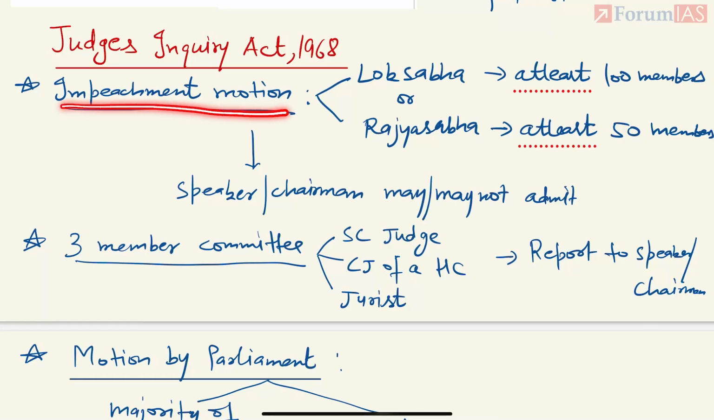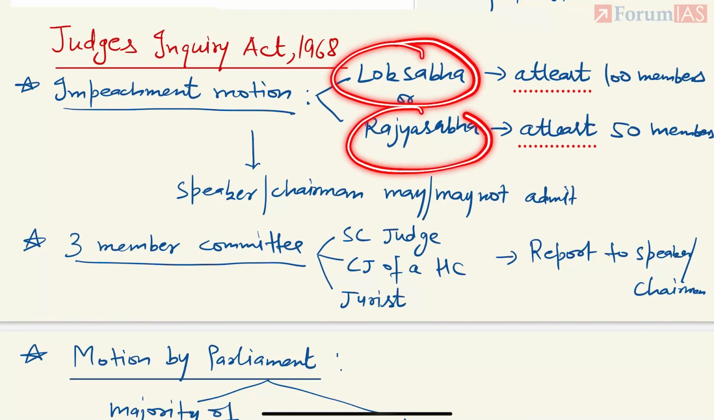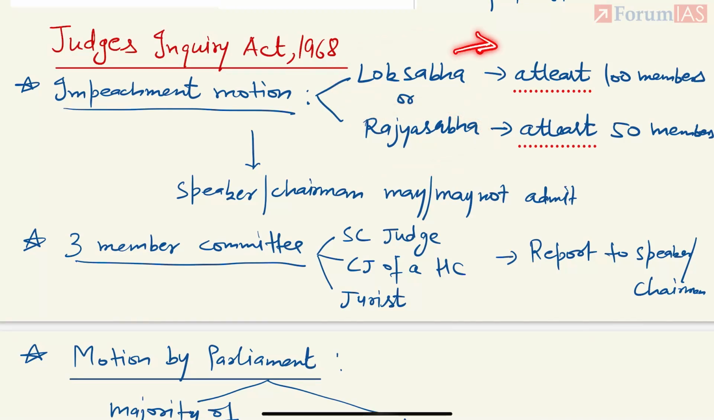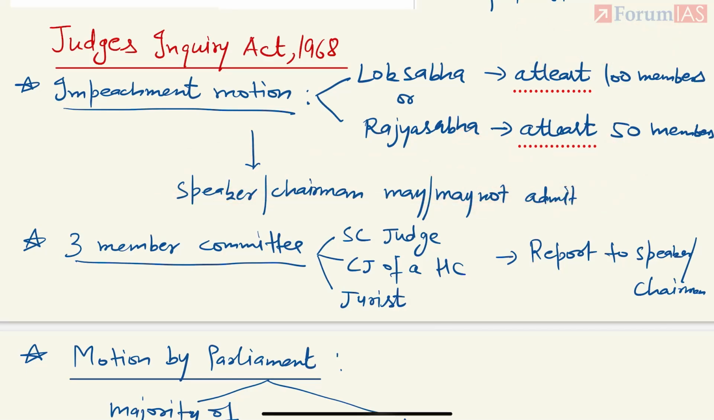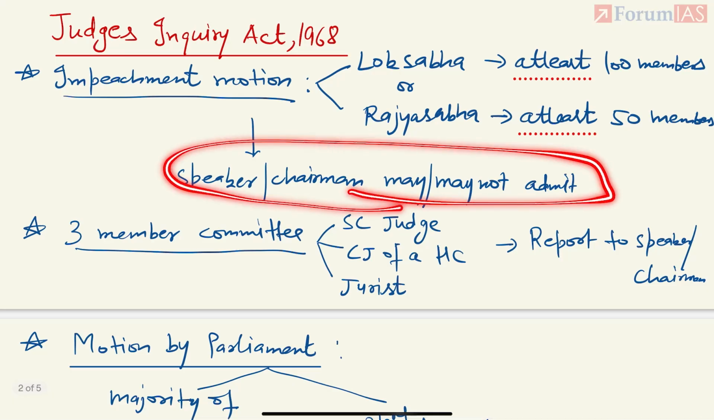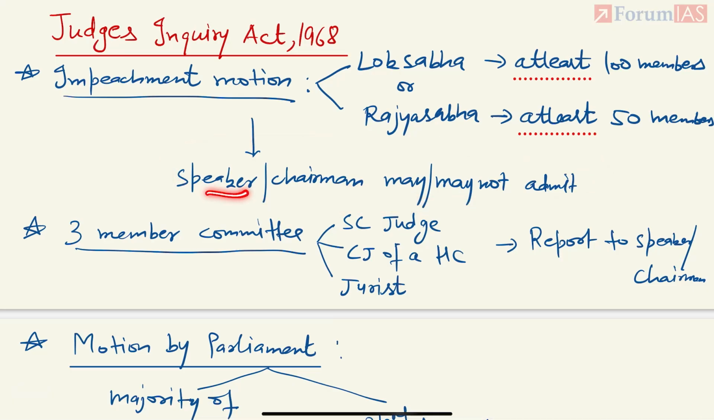First of all, an impeachment motion is to be introduced in Parliament in either house, either Lok Sabha or Rajya Sabha. If it is introduced in Lok Sabha, then at least 100 members need to sign the motion. For Rajya Sabha, the number is 50. Now they submit it to the Speaker or the Chairman. Then the Speaker or the Chairman may or may not admit it. You have to be very careful with these cases, because these are asked in questions. Yes, they can admit or not admit the motion.